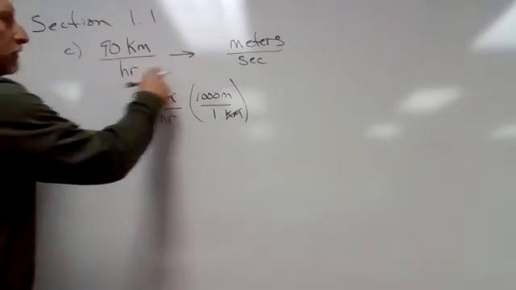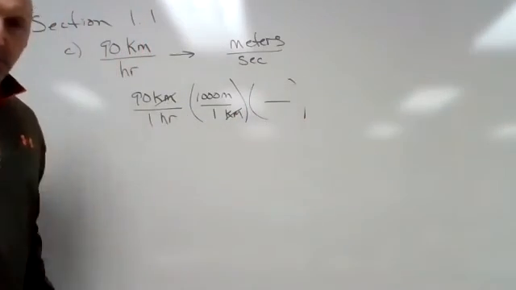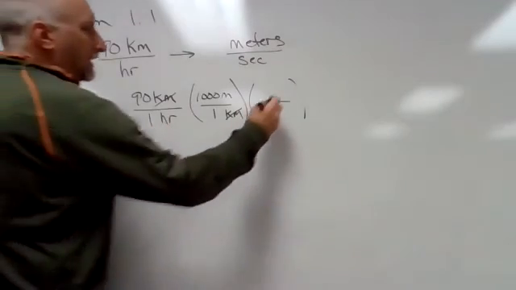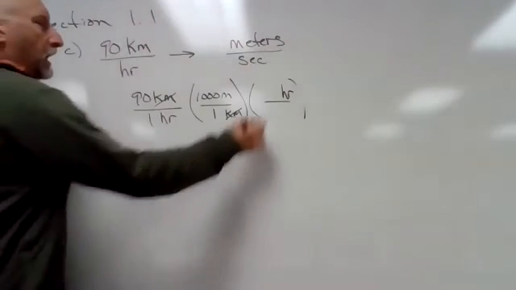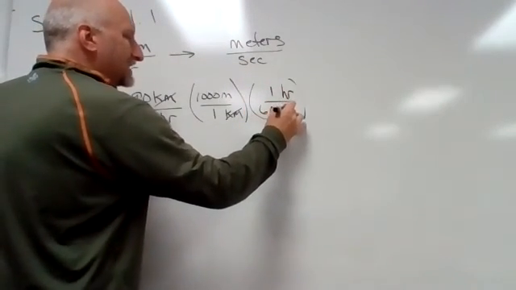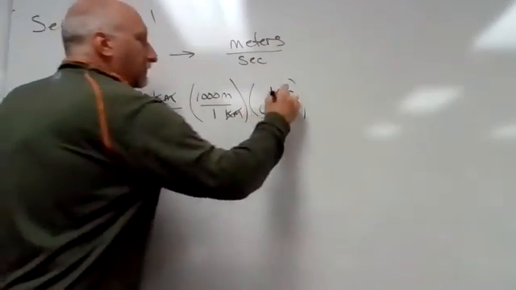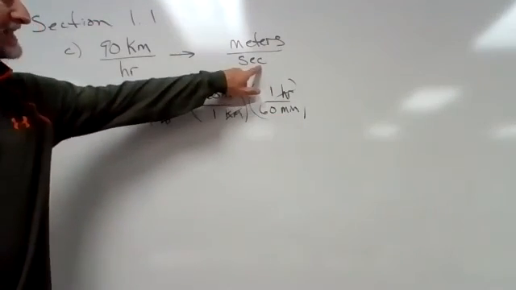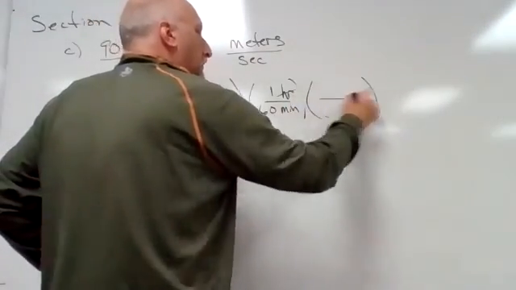Now I've got to convert hours to seconds. Make another fraction. Love fractions, don't you? 1 hour. Hours are on the bottom here, hours are going to go on the top here. And in 1 hour, I know that there are 60 minutes. So the hours cancel. But I'm left with minutes, and I want seconds. So I've got to go one more fraction.